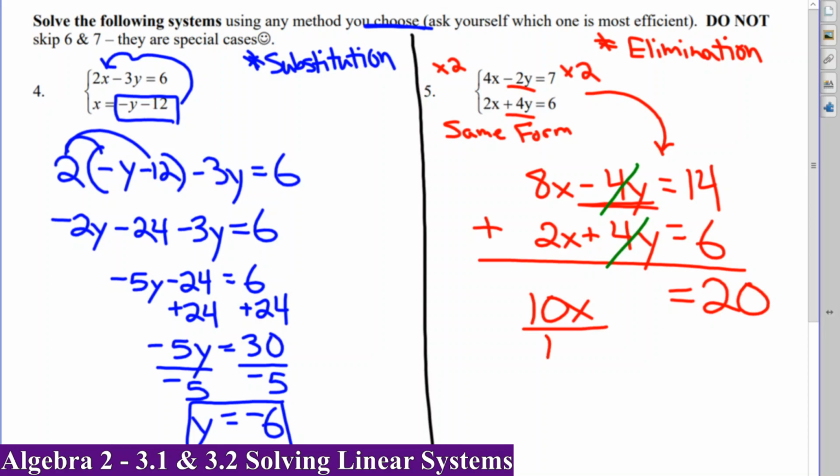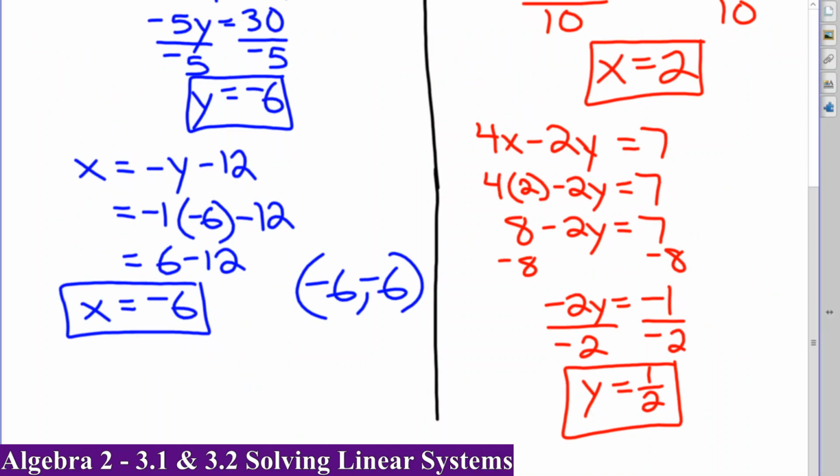So all I need to do is divide both sides by 10, and I get x equals positive 2. Okay? Now plug that into the first equation, the original equation, and see what you guys get for y. Okay, so if I plug positive 2 in for the original equation, we're going to get an output for y to be a positive 1/2. So my solution written as a coordinate would be (2, 1/2).